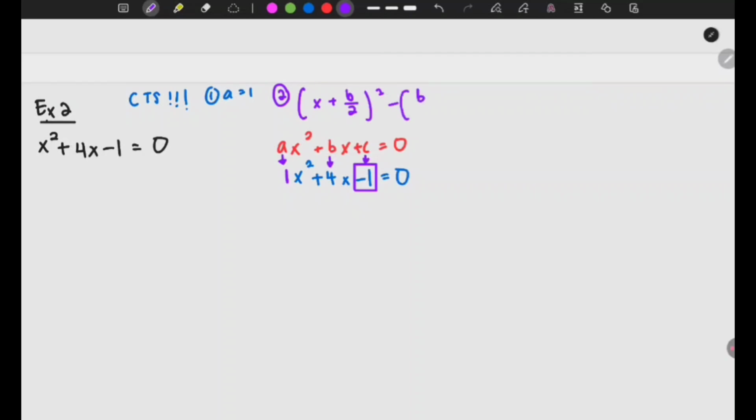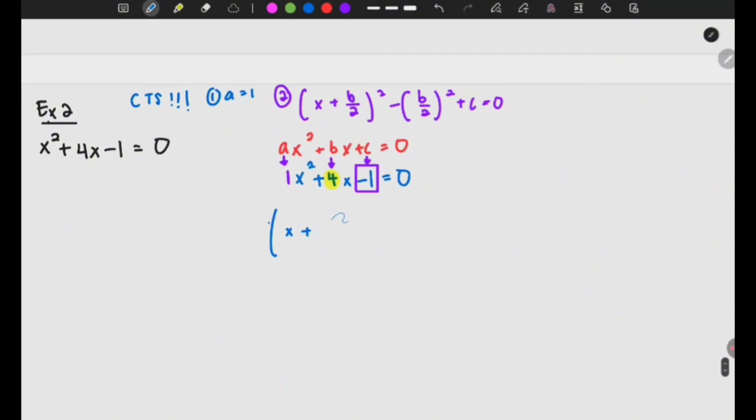So let's substitute. x plus b, which is 4, over 2, squared, minus b, again 4 over 2, squared, and plus the c. Your c is now negative 1. So minus 1. This equals 0.